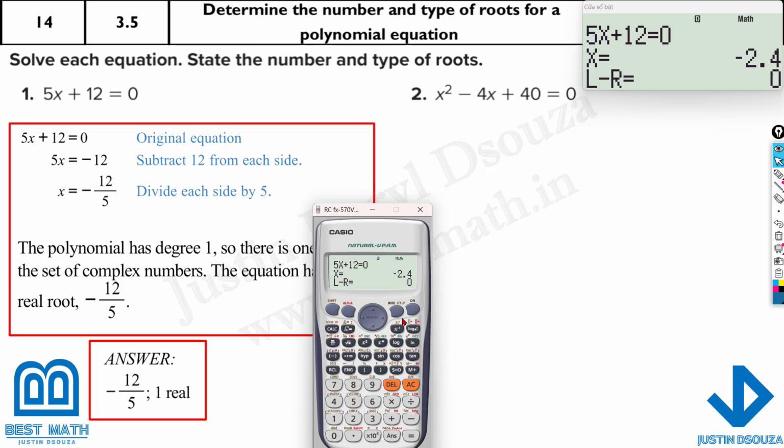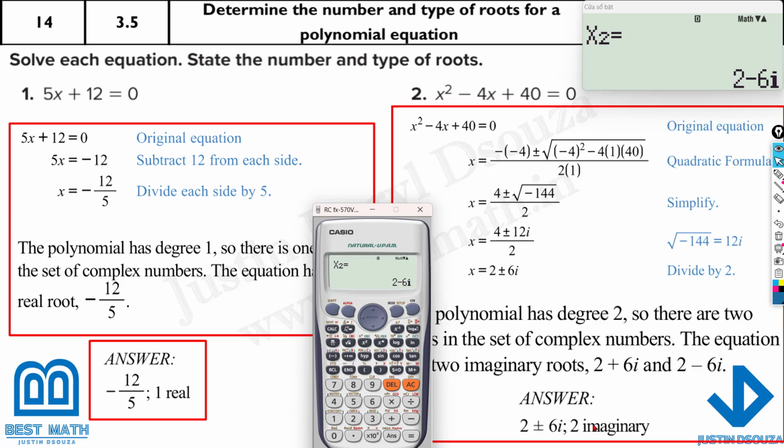Let's solve this one. That is by mode 5 and 3. Here we have 1, minus 4, and then we have 40. Here you can see it's imaginary roots, i. Therefore, there are two imaginary roots, no real roots over here.